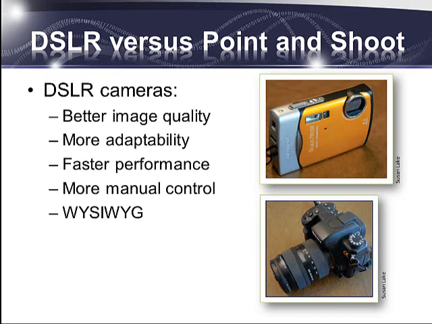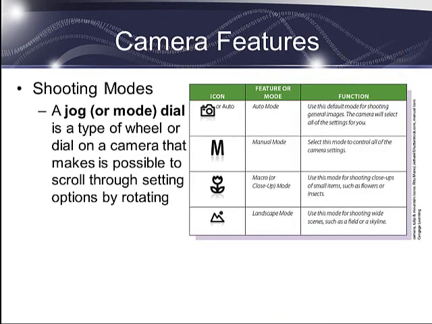DSLR cameras offer better image quality, more adaptability, faster performance, more manual control, and WYSIWYG. WYSIWYG means in a DSLR, what you see through the viewfinder is essentially what the camera is going to pick up. Some camera features: shooting modes.